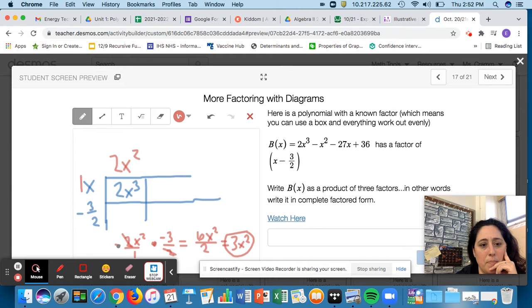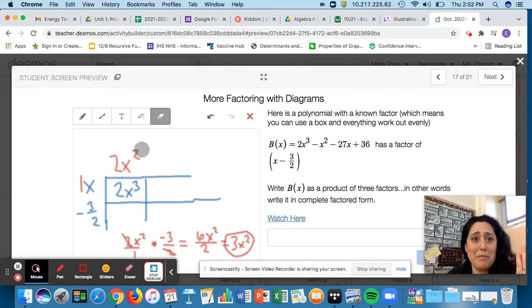Did I mess that up? I think that was just my mistake. Okay, so that's fine. Let me fix it here. Let me just check. This is a positive 2x squared times 1x. I don't know why I made that a negative. Does that ever happen to you?